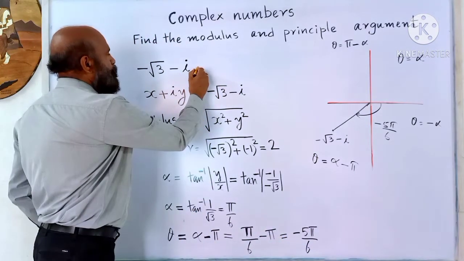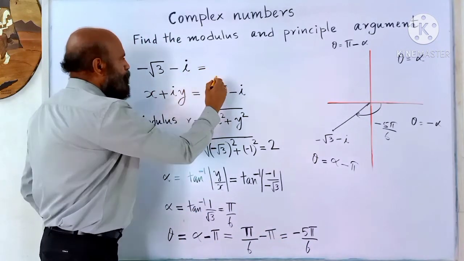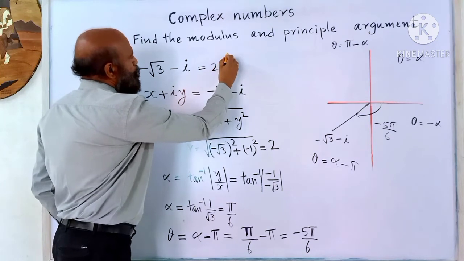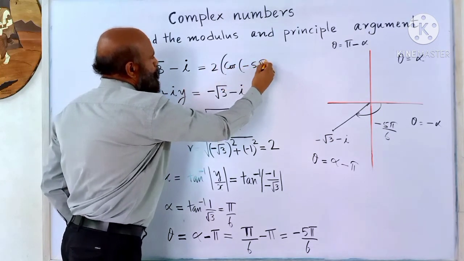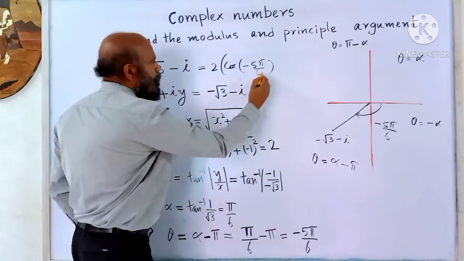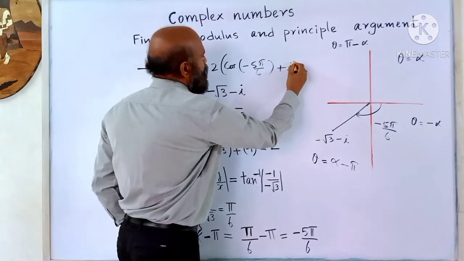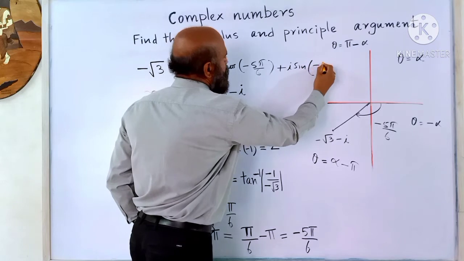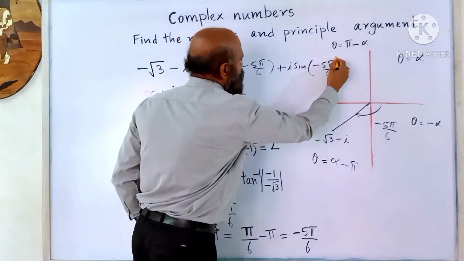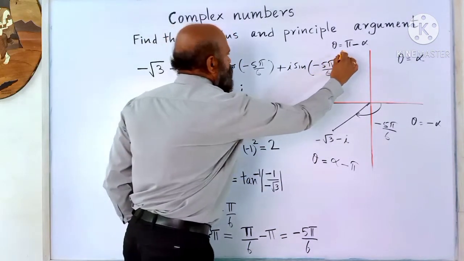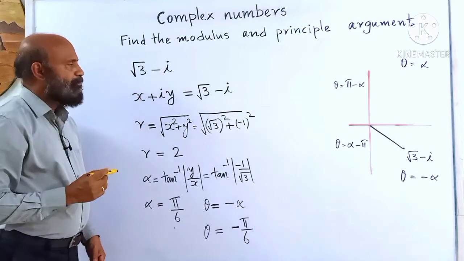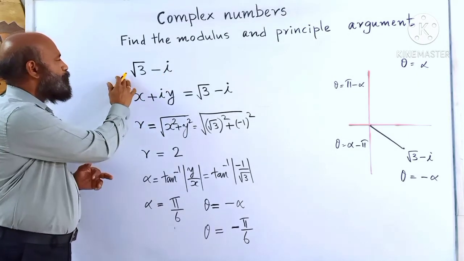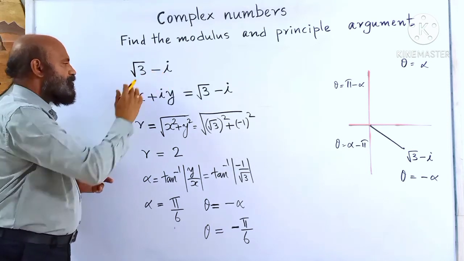So the given complex number can be written in modulus amplitude form as 2 cos minus 5 pi by 6 plus i sin minus 5 pi by 6. Next: root 3 minus i. Here the real part is positive and the imaginary part is negative.